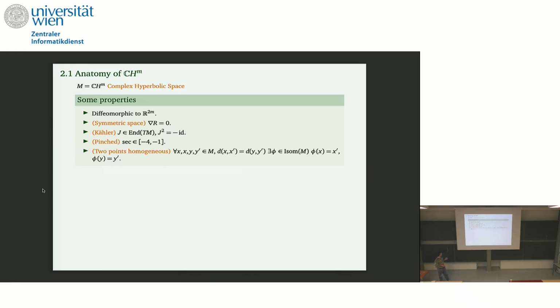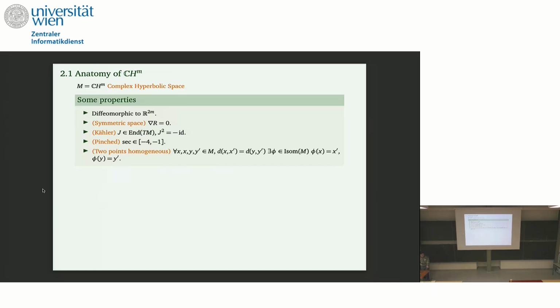It is symmetric. In particular, the Riemann curvature tensor is parallel. This is going to be very useful later on. It is a Kähler manifold. So in particular, it's a complex manifold, so there exists a complex endomorphism, a map from the tangent bundle to the tangent bundle, J, such that its square gives you minus the identity. It is pinched, so the sectional curvature lies between two negative numbers depending on your favorite normalization. For me, it's -4 and -1.